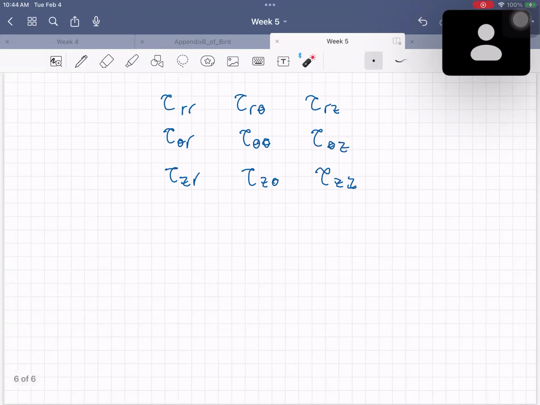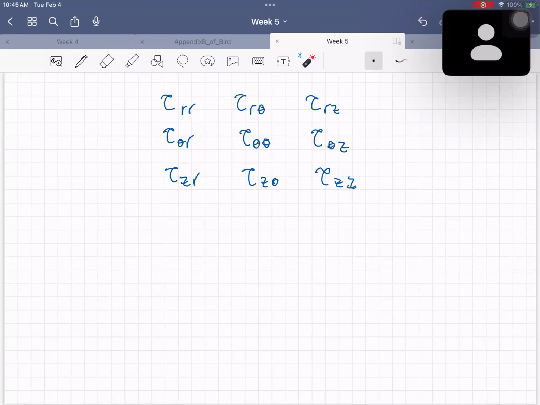You have to understand the meaning of each component first. For example, let's take a look at tau RZ, because Sam just mentioned it. Tau RZ, what does it mean? Do you still remember the meaning of the subscripts? I always say you start from the right subscript to the left one. So this basically means the momentum in Z direction transferring in R direction. So it has a different meaning from the other components.